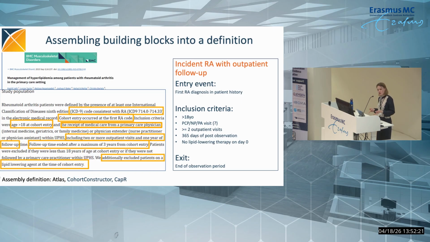And what it would map to in our world is the entry event, which is the first ever diagnosis, and inclusion criteria, some of which we can understand from the paper, like more than 18 years old. Some of them actually require more specification than what's described in the paper. For example, they say, oh, we want the receipt of medical care from primary care physician. Receipt when? Receipt before the diagnosis, after diagnosis, on the date of diagnosis? From the paper, we don't know. And we do want to specify it in our definitions.